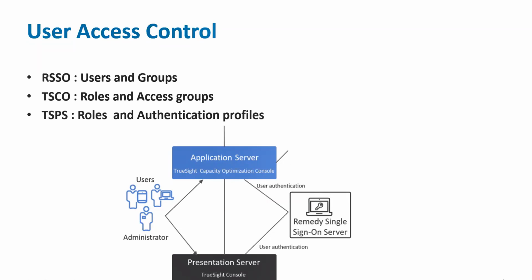You can also control domain access on the TSCO console by creating an access group and selecting only required domains to be accessed, and then associate the access group and RSSO group. Finally, in TSPS, create a role, select required permissions, then add required RSSO groups and TSPS roles to an authorization profile. With this, you can control the user access.